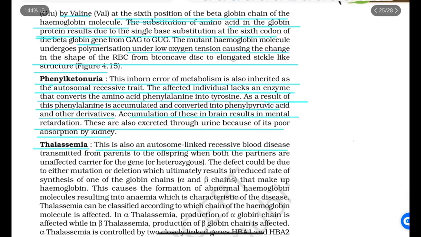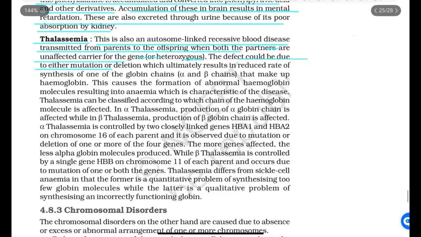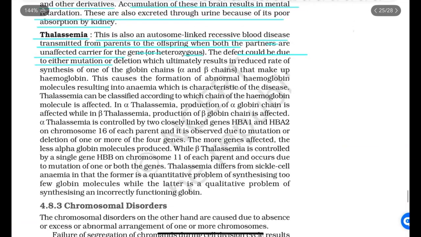Thalassemia. This is also an autosomal recessive blood disease transmitted from parent to offspring when both the partners are affected carriers, heterozygous for the gene. The defect is due to either mutation or deletion, which may result in a reduced rate of synthesis of one of the globin chains that make up hemoglobin. This causes the formation of abnormal hemoglobin molecules, resulting in anemia, which is characteristic of the disease.